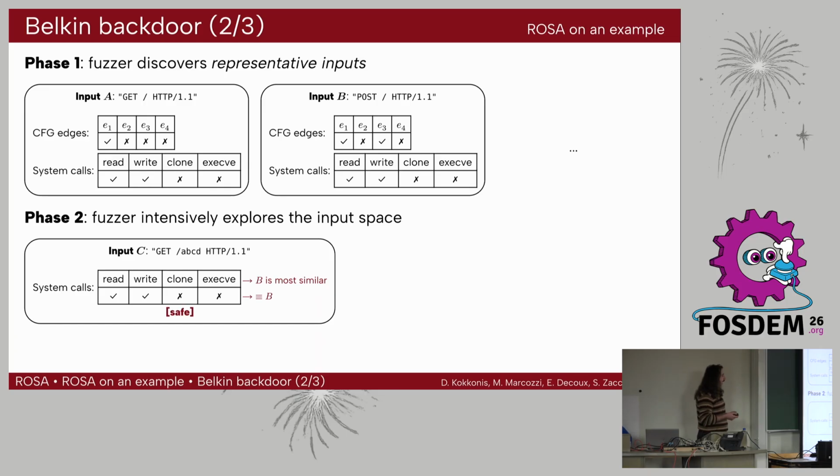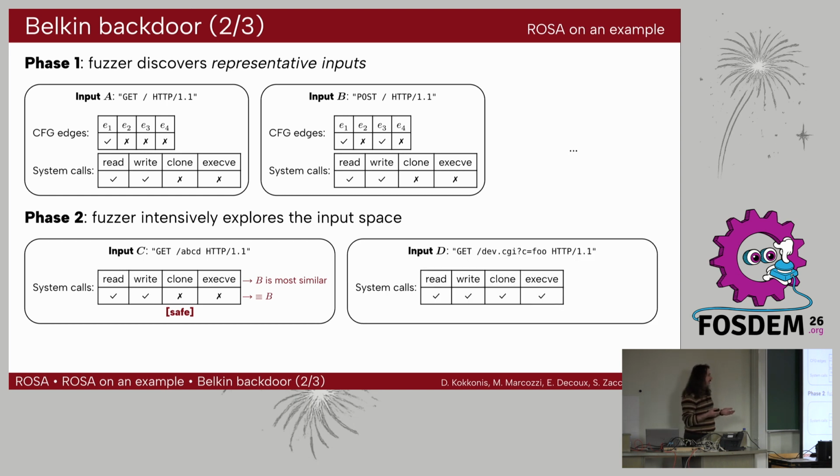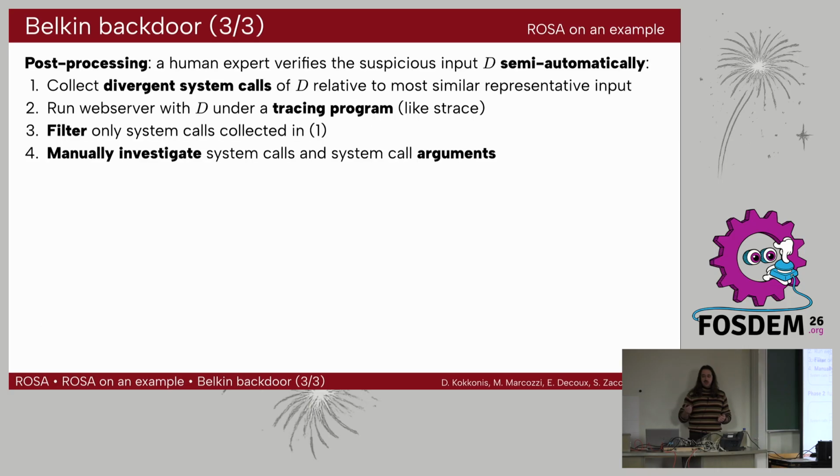So that's fine. But at some point, due to what Mikhail said, due to the guiding, the fuzzer will end up hitting some hard-coded endpoint that is special in the server, and that will produce some different system calls. Again, we do the same thing, which is to find the most similar input. Let's say it's A from the first phase, and the behavior is no longer equivalent, so this is suspicious. This might be a backdoor. But this alone does not prove that there's indeed a backdoor, so a human expert has to vet these findings, and there's a semi-automatic method that allows us to do this fast.